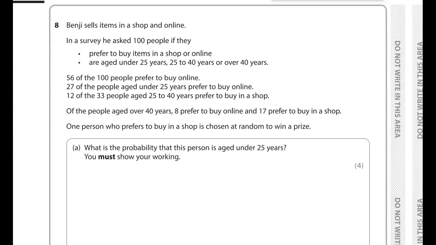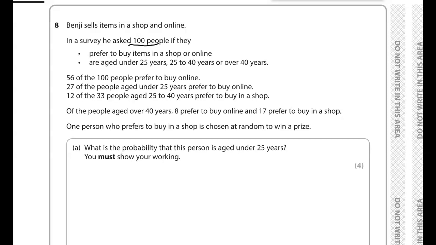Benji sells items in a shop and online. In a survey, he asked 100 people if they prefer to buy items in a shop or online, and whether they are aged under 25 years, 25 to 40 years, or over 40 years. 56 of the 100 people preferred to buy online. 27 of the people aged under 25 years preferred to buy online.